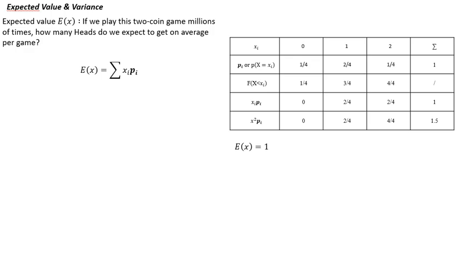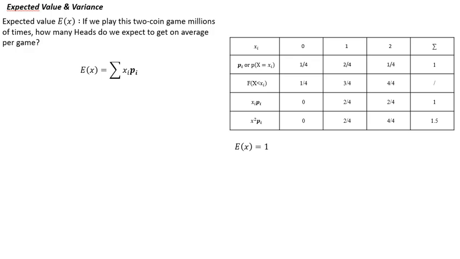Hi everyone, so after seeing how to find the PMF and CDF, now it's time to find the expected value and the variance. Actually, what does expected value actually say? It's like if we play this game a million times, how many heads do we expect to get on average per game?